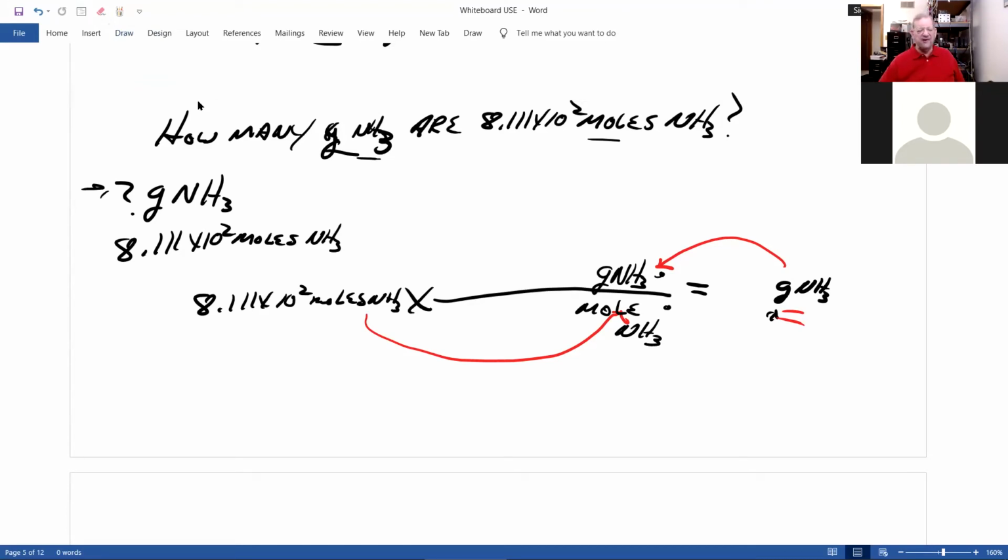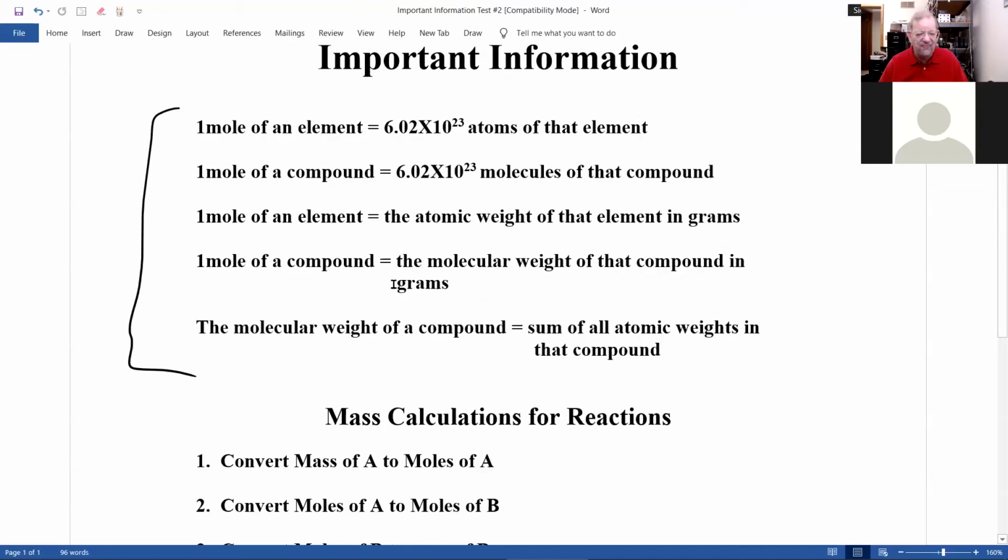And one thing I didn't do in the last problem, but let me remind you, if you have A equals B, like 1 mole of something equals molecular weight, there are two ratios you can always write. They're not equal, they're two separate ratios. So where do I find a relationship between moles of a compound and grams of a compound? And the answer is, ta-da, 1 mole of a compound equals the molecular weight of that compound.